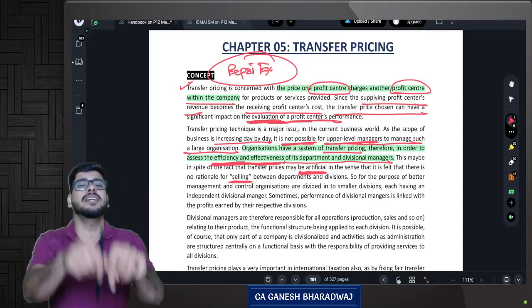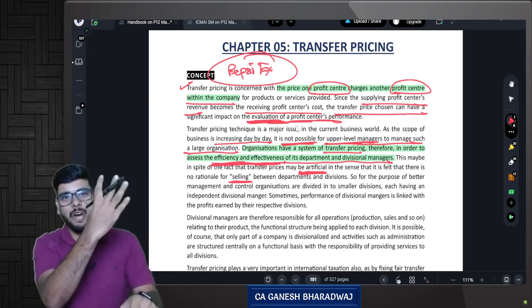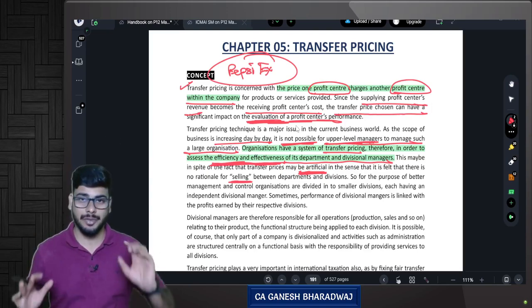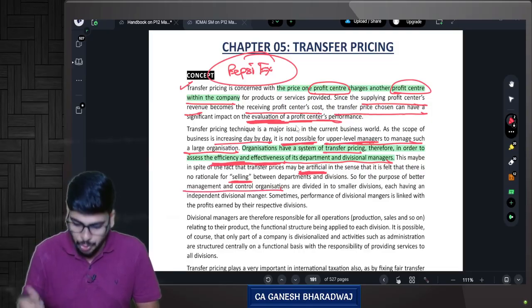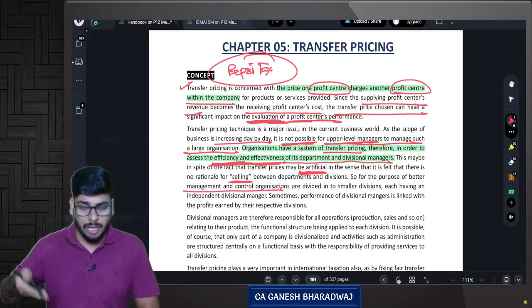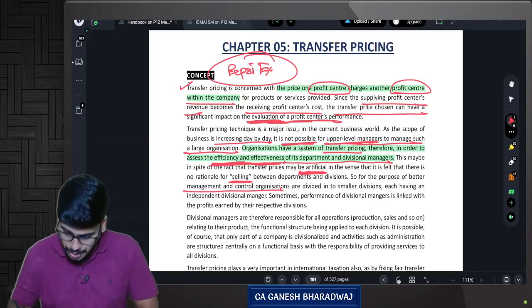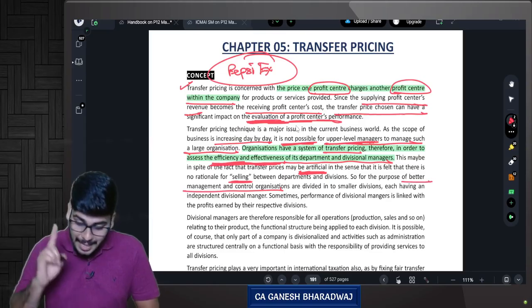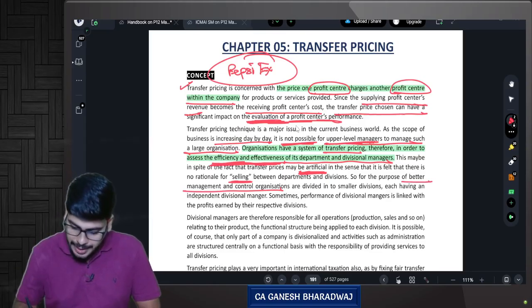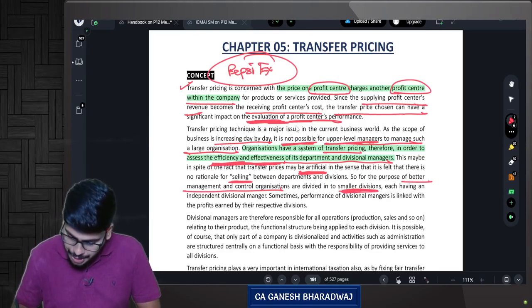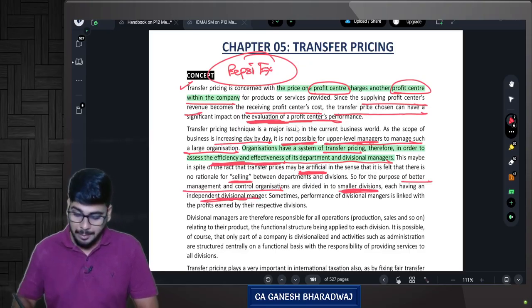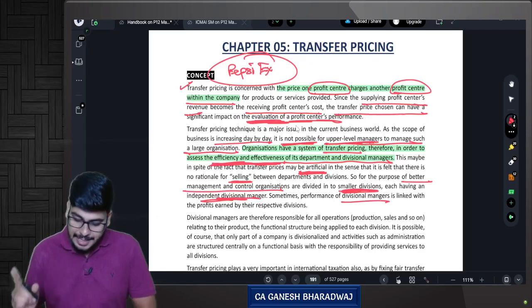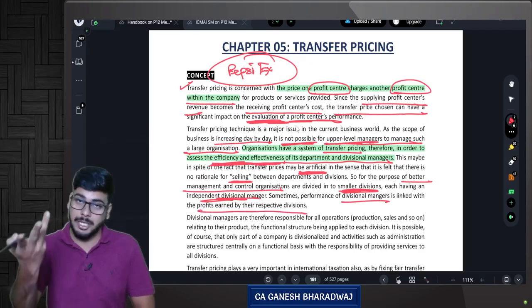Yes, internal decision making, but the overall objective is what? Control. Are you clear with this? Have this crystal clear clarity with you, right? And so for the purpose of better management and control, see, they themselves have given all these words in the institute study material. For the purpose of better management and control, organizations are divided into smaller divisions, each having an independent divisional manager. Sometimes performance of divisional managers is linked with the profits earned by the respective departments, divisions.